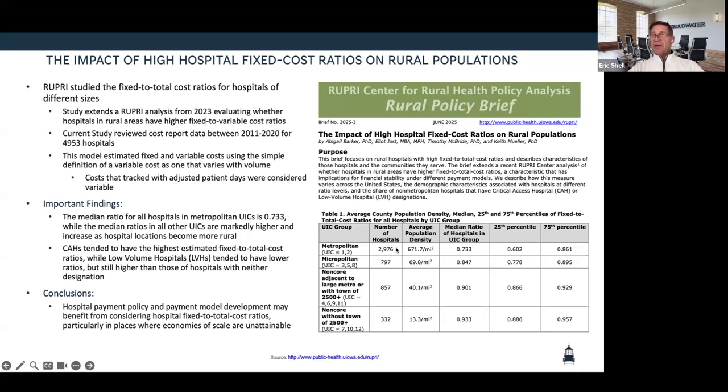Let me summarize. Here is the large hospital category, and this is the count of hospitals. This is medium-sized hospitals, this is small, and this is very small. For the large hospitals, this was the average percent of fixed costs to total cost. The inverse of that, the 27%, is your variable cost. For the smallest hospitals, the fixed costs are 93%, meaning the variable costs are only 7 cents on the dollar.